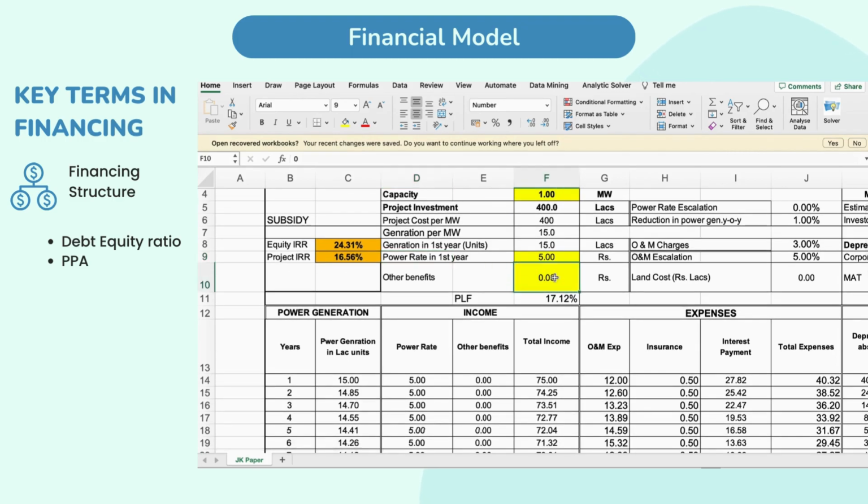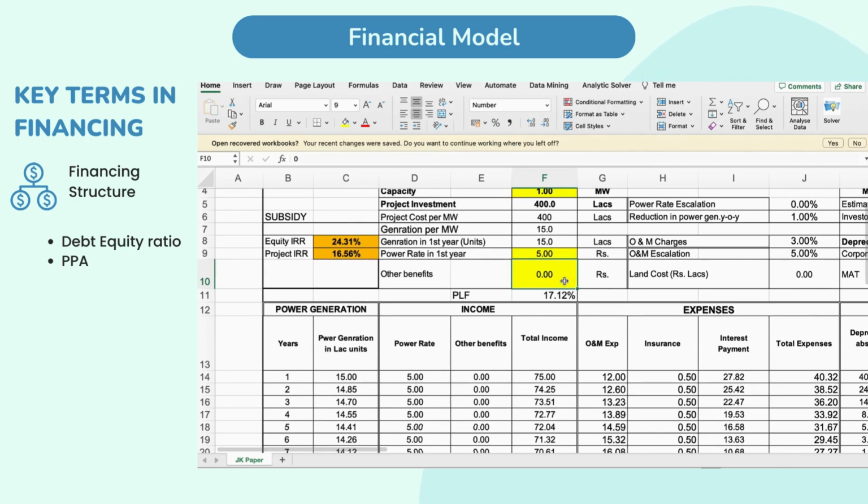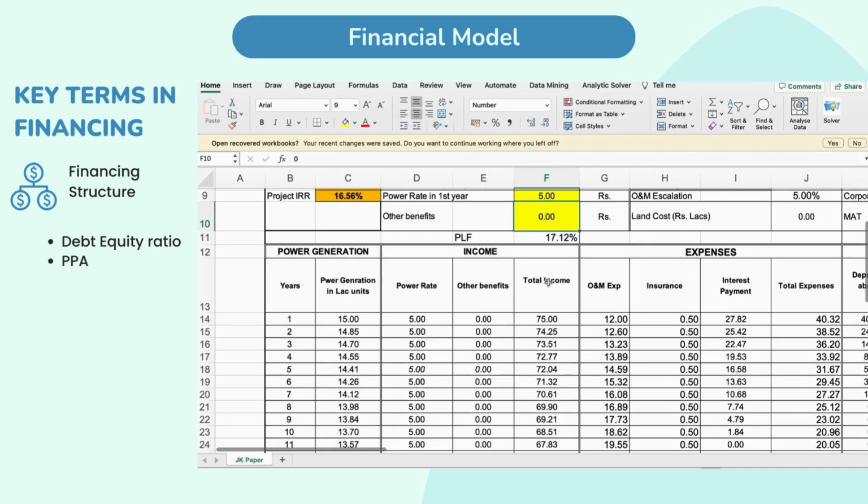Other benefits can be available in the projects. For example, if you have the REC benefit, that is an additional benefit you get in your project. Here, in the first case, we are not considering the additional benefit, but if it is a captive or group captive project, then you can get additional benefit. If you consider, say, 1 rupee per unit, you can also have carbon credits as another benefit in this project. Right now I am not considering them. We will see the alternative scenarios, and at that time we will consider the alternative benefits.